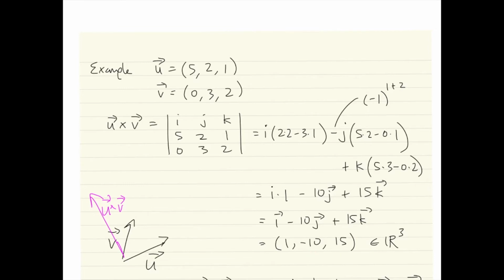Here's another equivalent way to write it. And so this answer right down here is the cross product of these two vectors.